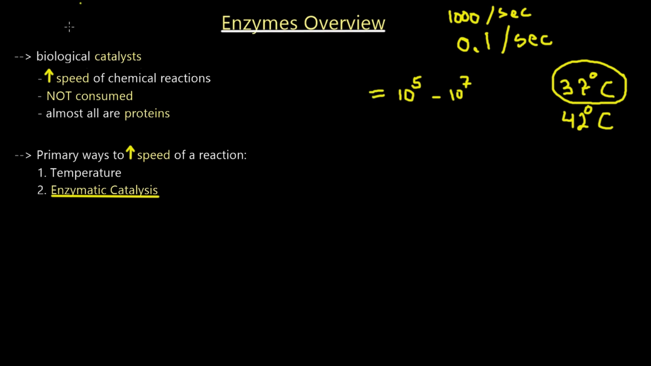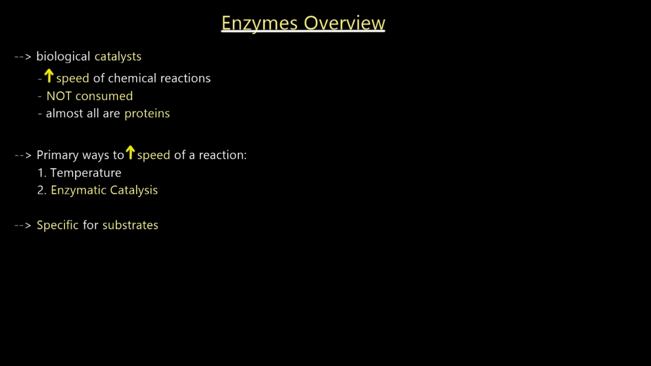They're not consumed, and they do not increase the number of products, they simply increase the speed at which the products are made. It's important to note that enzymes are also very specific for their substrates. They cannot simply bind all kinds of reactants together. They are only specific for certain substrates, and there are specific enzymes for each type of reaction.